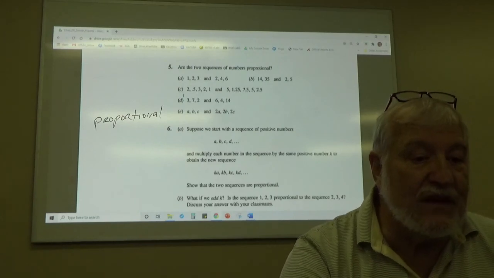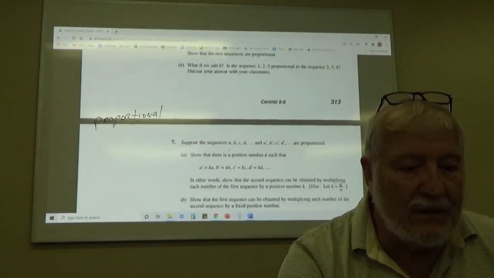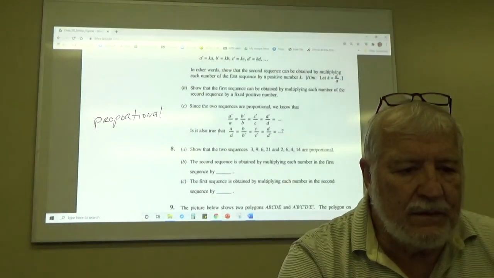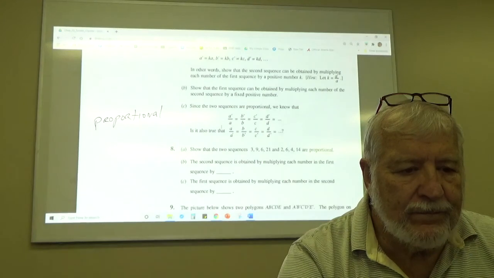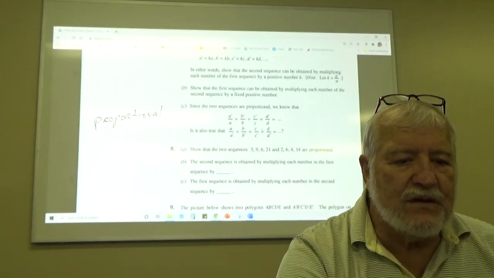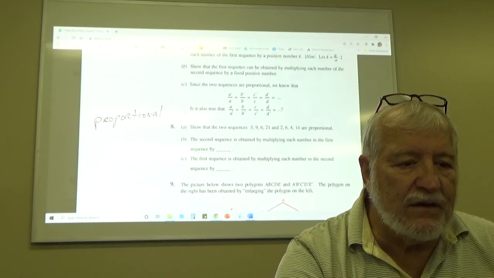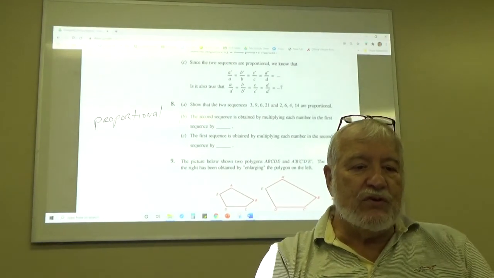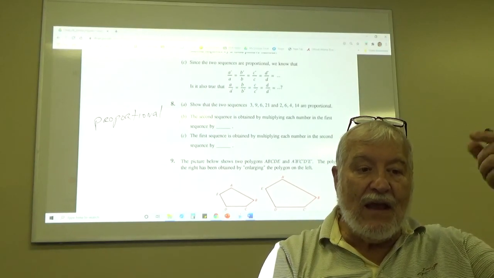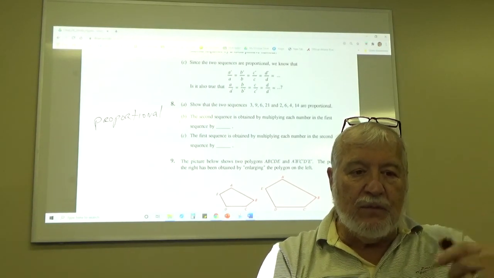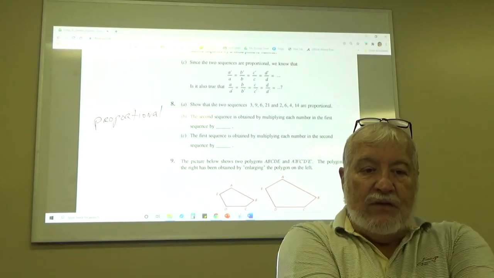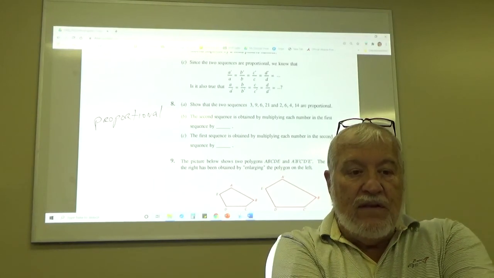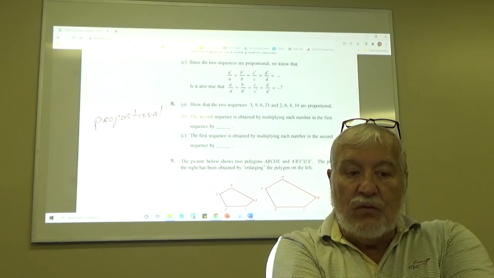Okay, and E makes the same distance, right? Okay. So look at C here in this one. Since the two sequences are proportional, we know that A over A prime and B over B prime, C over C prime, and D over D prime, etc. are all equal. Is it also true that the reciprocals will be equal?